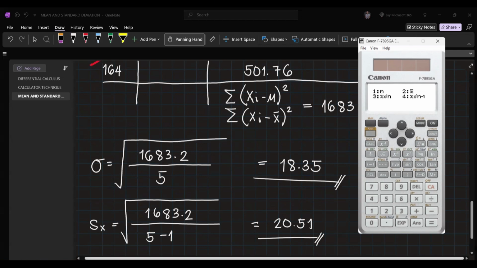Then ganun ulit, press natin si apps. Press natin si 5. Itong n-1, kay sample naman yan, ano? Sample standard deviation. So, press lang natin si 4. Ang lalabas, 20.51, which is the same. So, ganyan kumuha ng mean and standard deviation and calculator technique niya using the Canon F-789SGA.